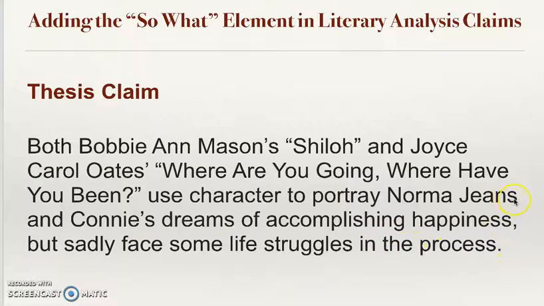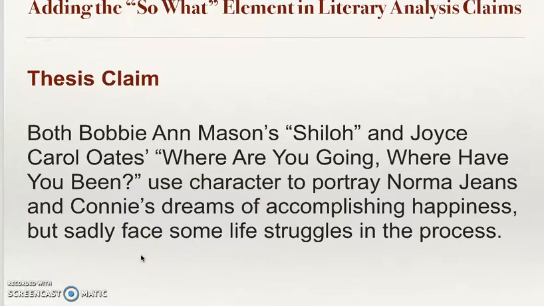So you're going to see some grammatical errors here, and then we also have this really odd construction of the sentence. But "sadly, face" is coming back to our subject of Bobbie Ann Mason and Joyce Carol Oates: they "sadly face." So it leaves a really strange construction where the subject has shifted but is unnamed here. So the sentence itself is pretty confusing.